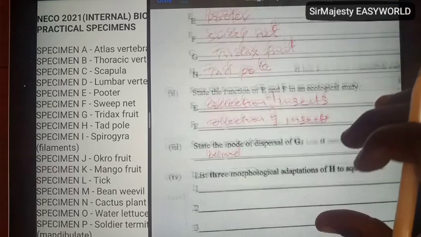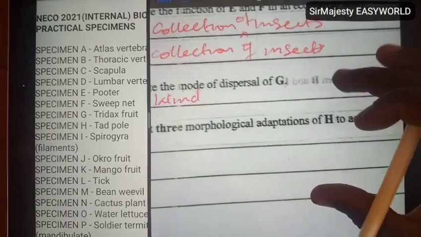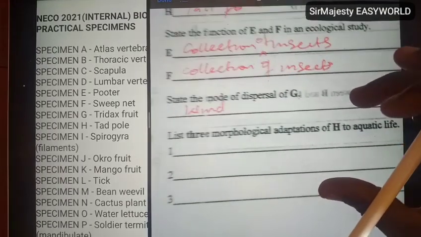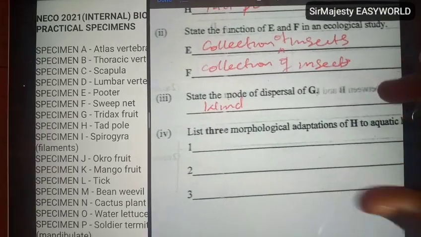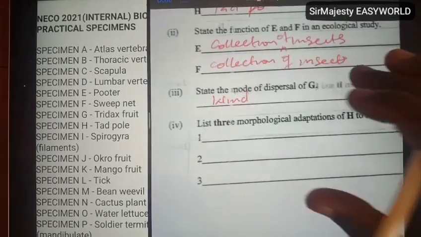So now we have number 3, number IV here. It says list 3 morphological adaptations of H to aquatic life. Specimen H is tadpole. For morphological adaptations, you take a look at the shape, that is externally. You know, morphology is actually shape. So it is streamlined in shape, then presence of tail for swimming, then presence of external gills for gaseous exchange. These are the 3 things that adapt the tadpole to survive in water.